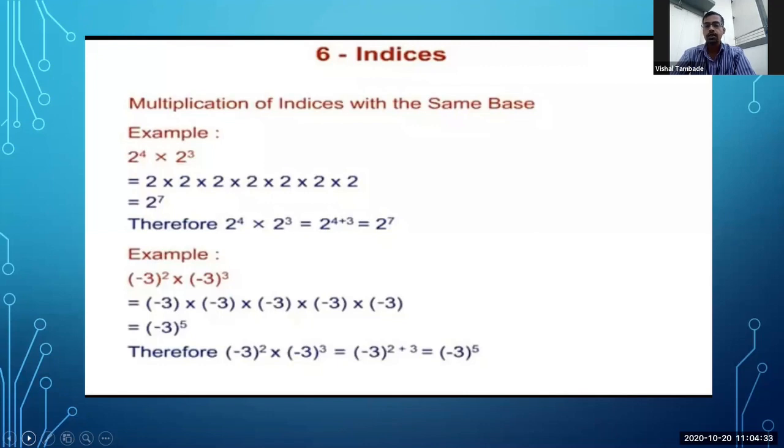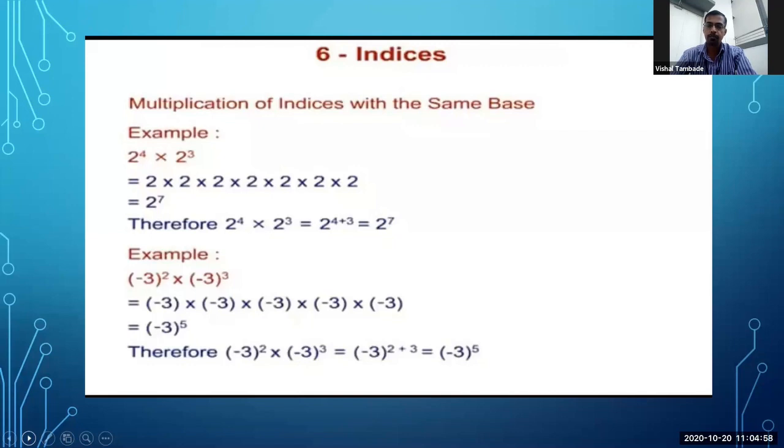The 2 occurs 7 times total. How many times does it occur? 7 times. Now we write it like that: 2 to the power 7, which means 2 raised to the power 7. How do you find 2 raised to the power 7? Firstly, write the multiplication form.